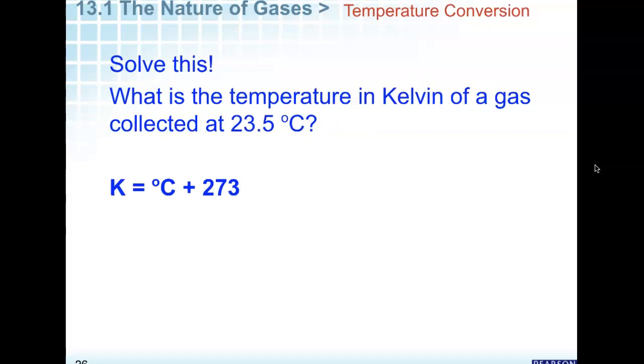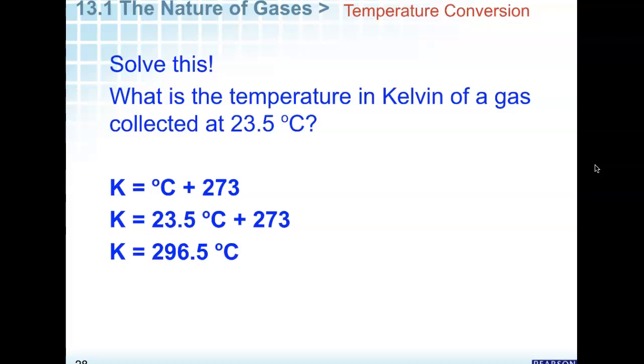I'm thinking that you're pretty successful in determining that you're looking for Kelvin, so you're going to use this formula. Your Kelvin temperature equals degrees Celsius. We know it's 23.5 degrees Celsius. You add 273, and shazam, you get 296.5 Kelvin.